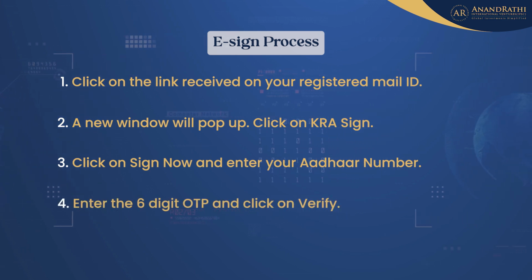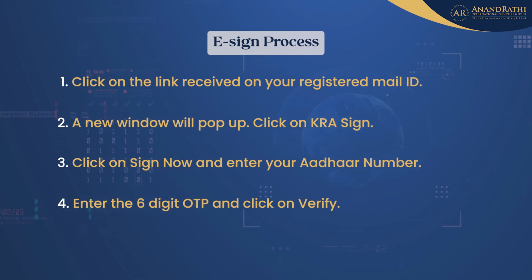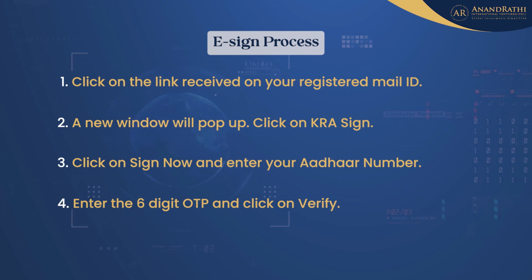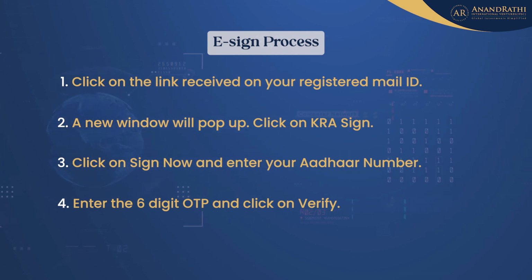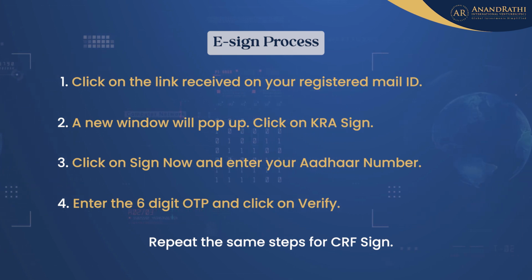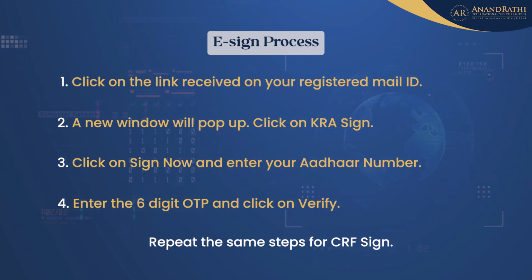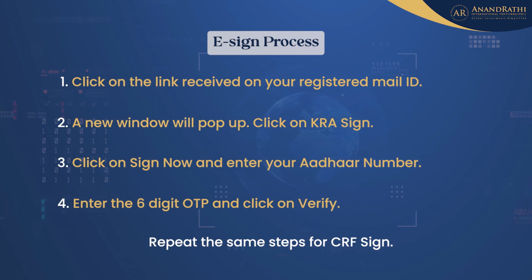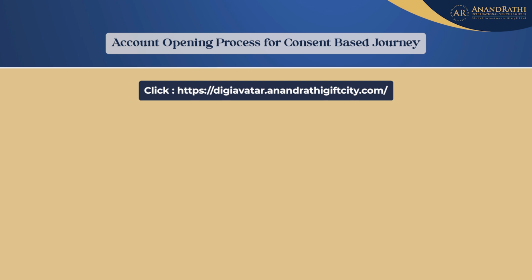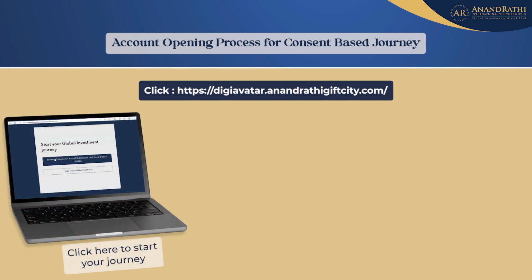You will receive a 6-digit OTP on your Aadhaar-linked mobile number. After entering the OTP, click on Verify. The window will then close automatically. Repeat the same steps for CRF sign. That's it. The account opening process is now complete at your end. Next, let's see how to open an account through the consent-based journey.